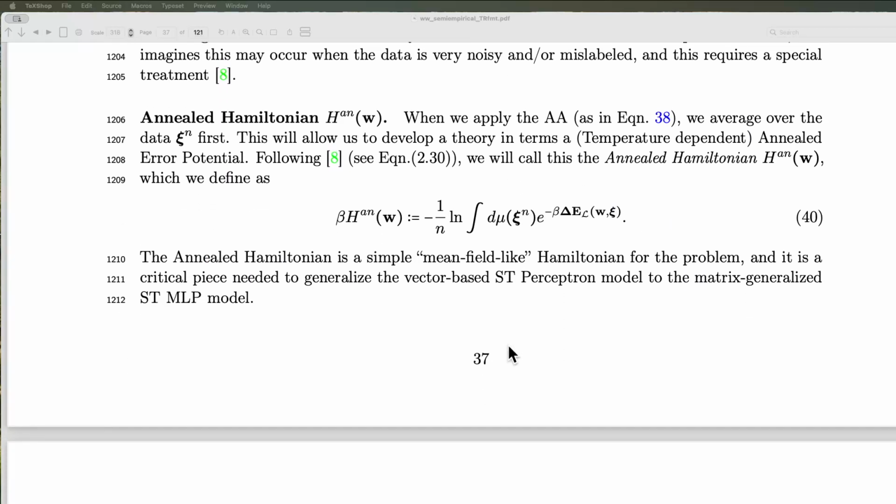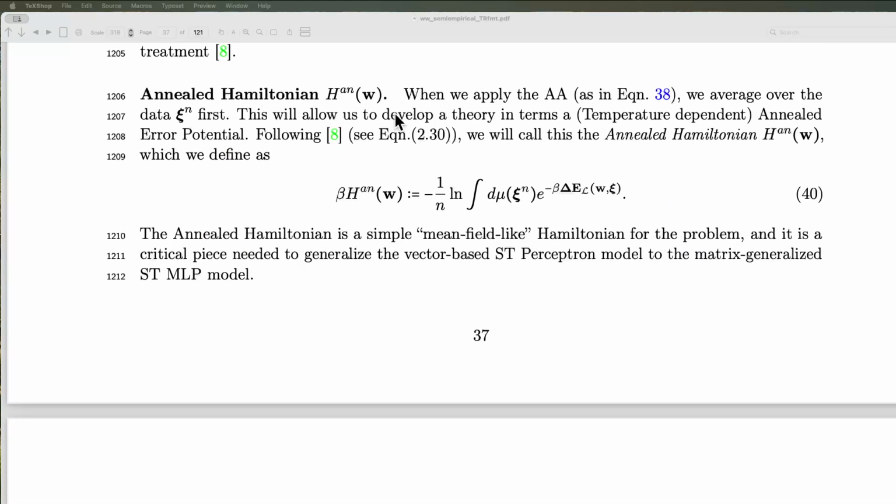So in particular, we define something called an annealed Hamiltonian. And the annealed Hamiltonian, again, we talked a little bit about this last time. The annealed Hamiltonian is just minus 1 over n log of this object, which almost looks like a free energy, but it's an integral over the data times e to the minus beta capital epsilon. So again, this is like the log of a data average, but it almost looks like a thermal average of sorts, like a Boltzmann weighted average. It's a Boltzmann weighted average over the data.